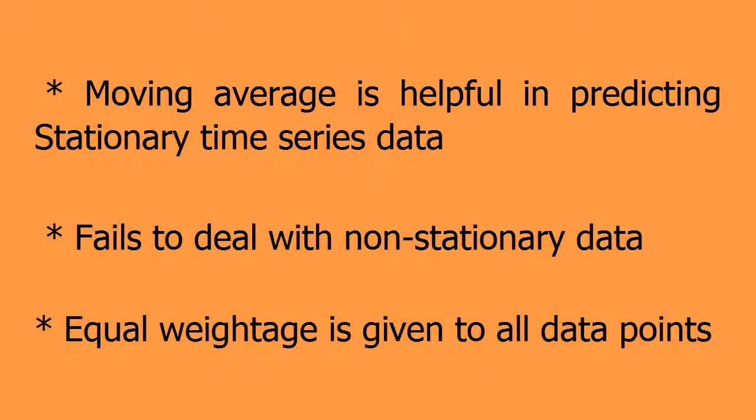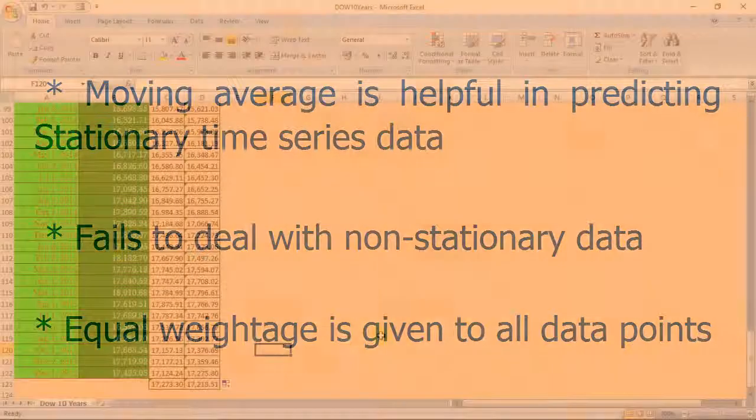Moving average method fails to deal with non-stationarity data. Another drawback of simple moving average is it gives equal weightage to all the data points. This approach fails to reflect the importance of time ordering with respect to observations. To give importance to time ordering, you are suggested to use exponential smoothing method.